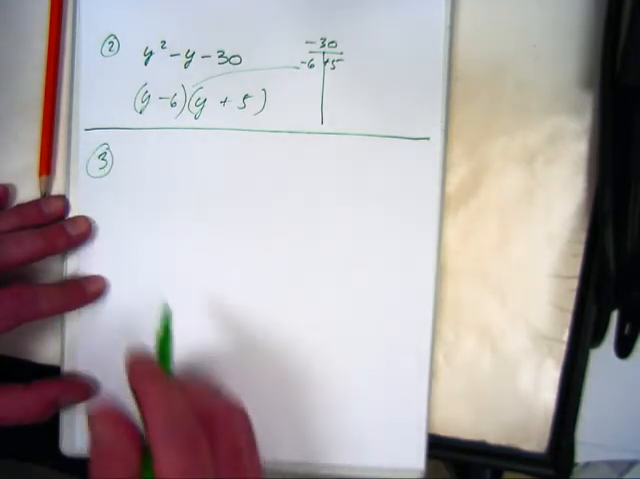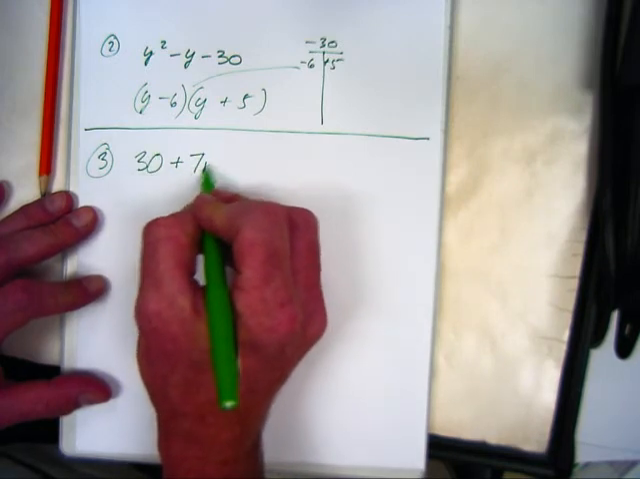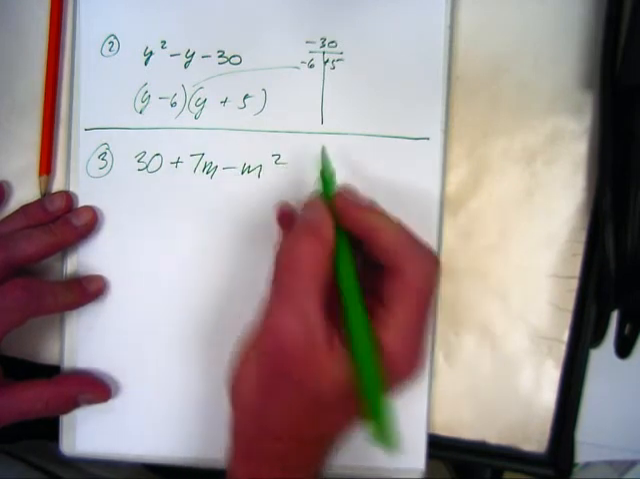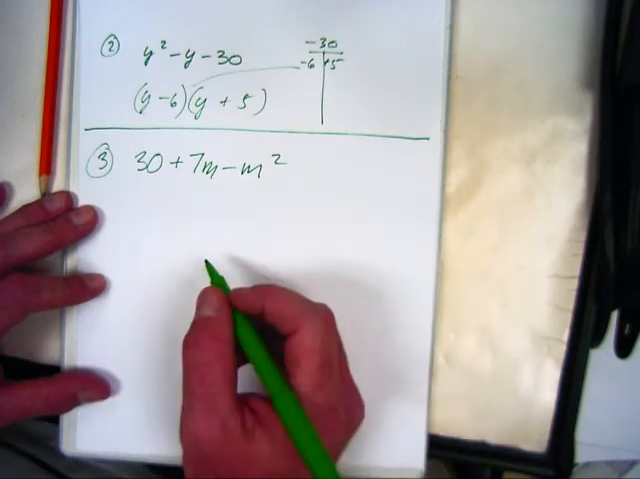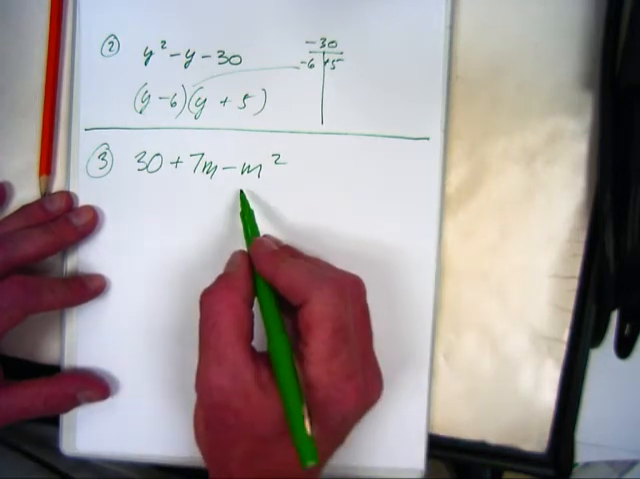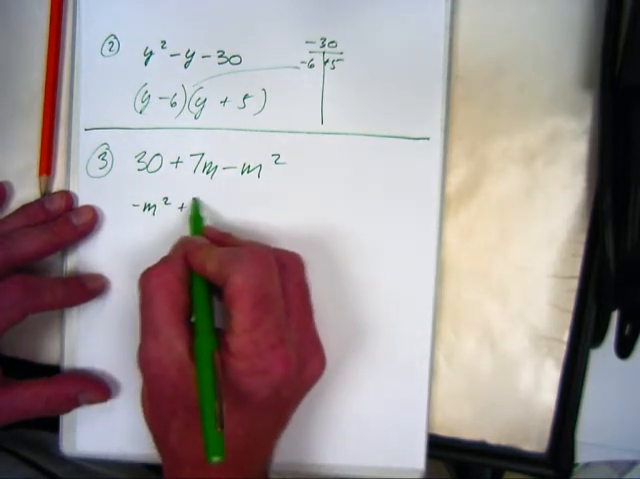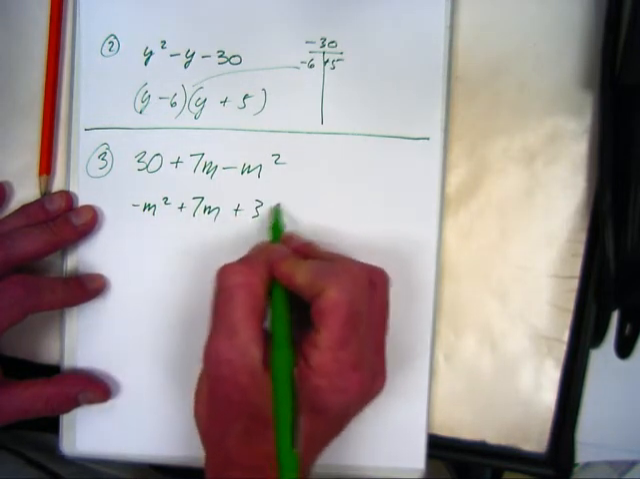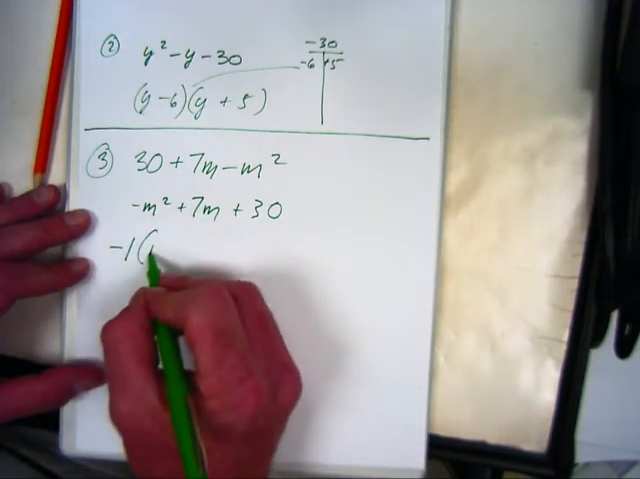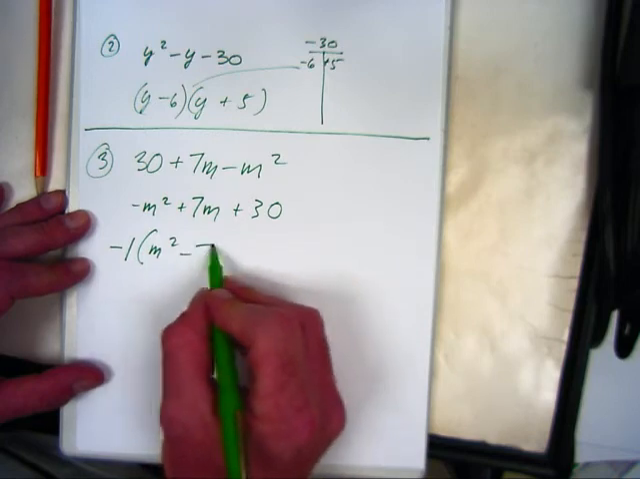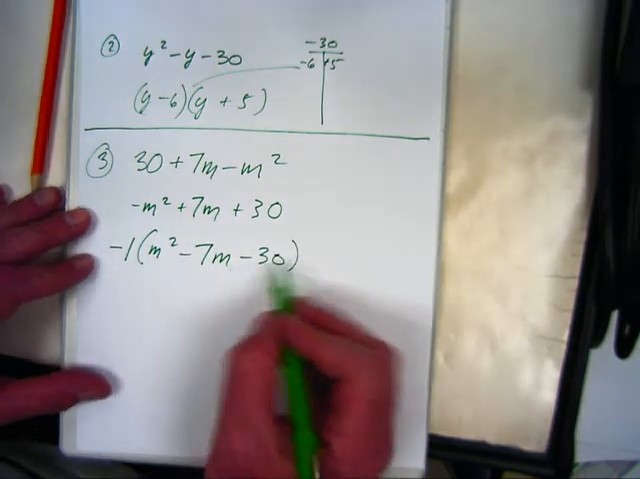Let's do number 3. We have 30 plus 7m minus m squared. There's a few different ways we can do this. I like to put it in standard form. Let's try that way first. So I'm going to rewrite this as negative m squared plus 7m plus 30. I don't want to have a negative there, so I'll factor out a negative 1. So the signs all change. I get minus 7m minus 30. Now I need to factor this.